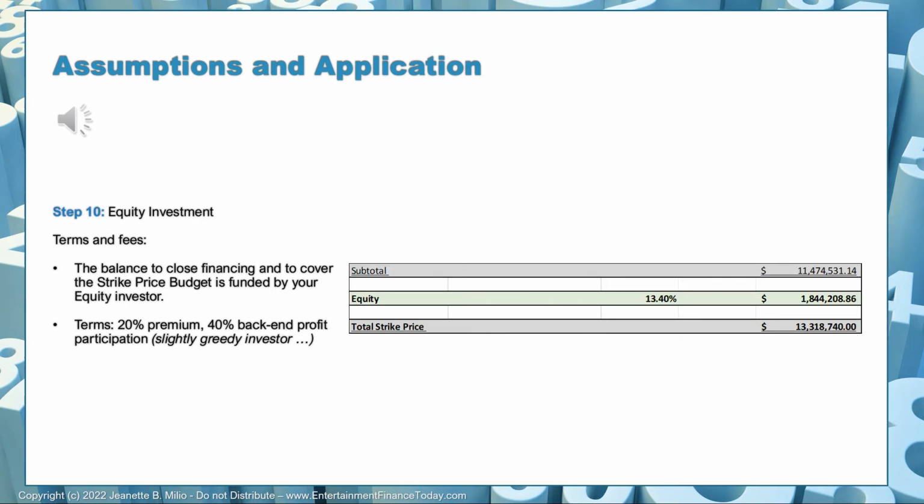In order to get to our equity investment, we are summing up all the investments and loans and monies we have received so far, which gets us to a subtotal of 11,474,531.14. And in order to hit our strike price, which is the cost we have to produce the film, we need to figure out what our equity is. So the strike price is 13,318,740, as we mentioned earlier. So we will need equity of 1,844,208.86 to reach the strike price to be able to make our movie.